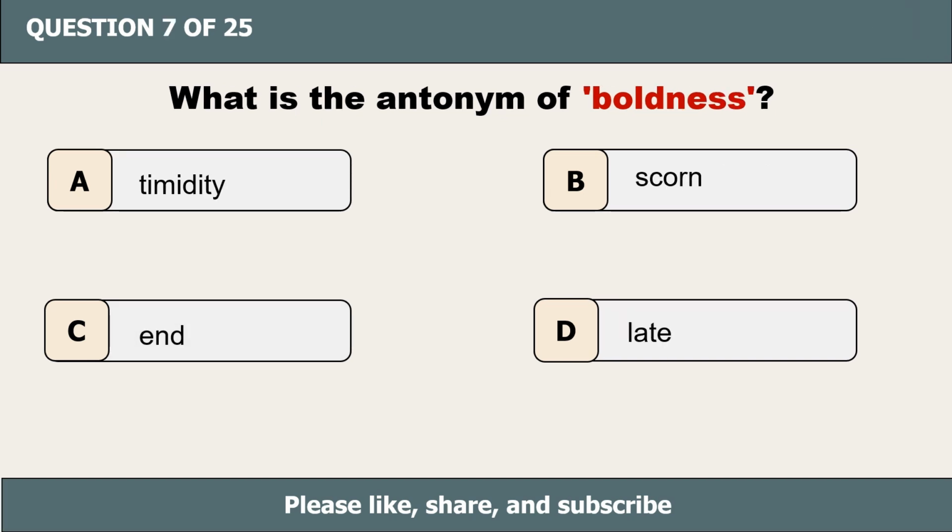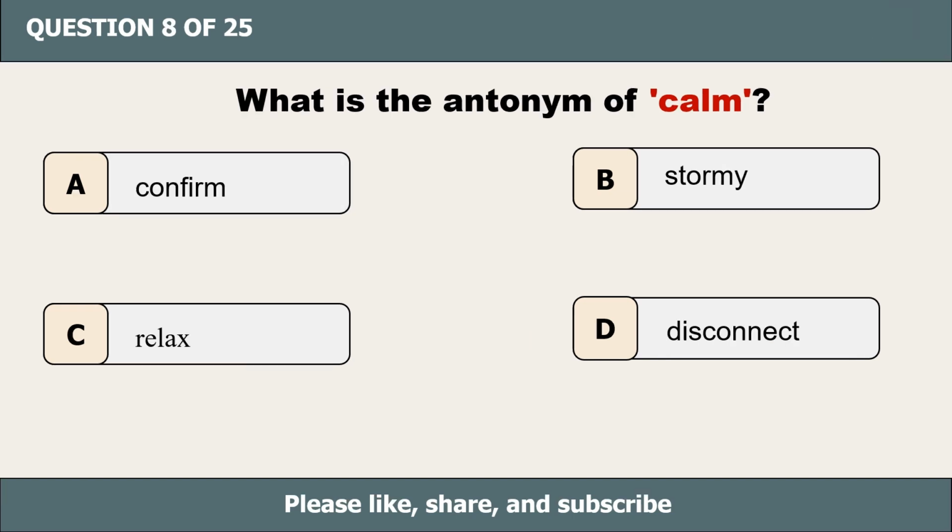Question 7. What is the antonym of boldness? The correct option is A. Timidity. Question 8. What is the antonym of calm? The correct option is B. Stormy.